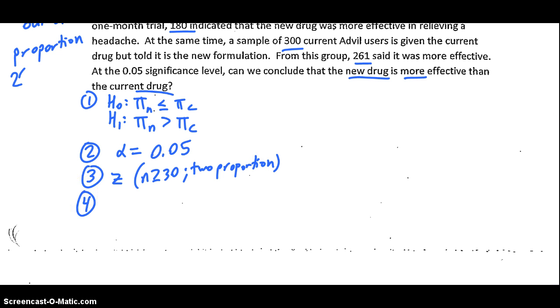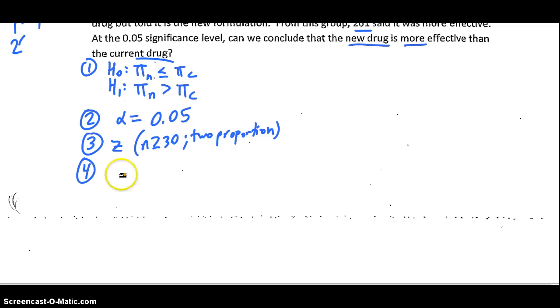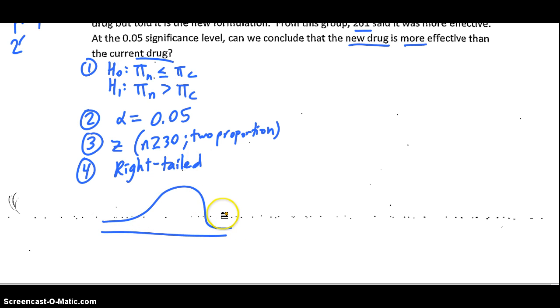Step 4, since it's greater than, that makes it a right-tailed test. So I'm going to draw my little sketch. I can draw a better sketch than that. There we go, that's a little better. And I'm on the right-hand side, and I have 0.05.